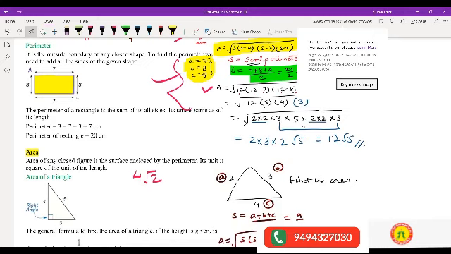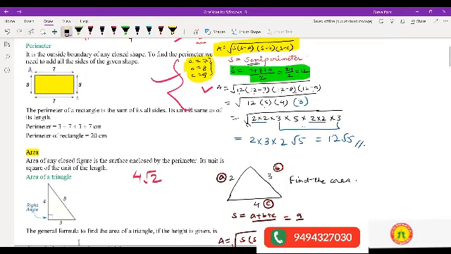Sir, is the answer 12 root 5? Yes, 12 root 5. Because what is coming in pairs, we take one single out of it, right? Yes. And what remains single inside stays under the root. Single means the root will come, okay? Clear? Okay.